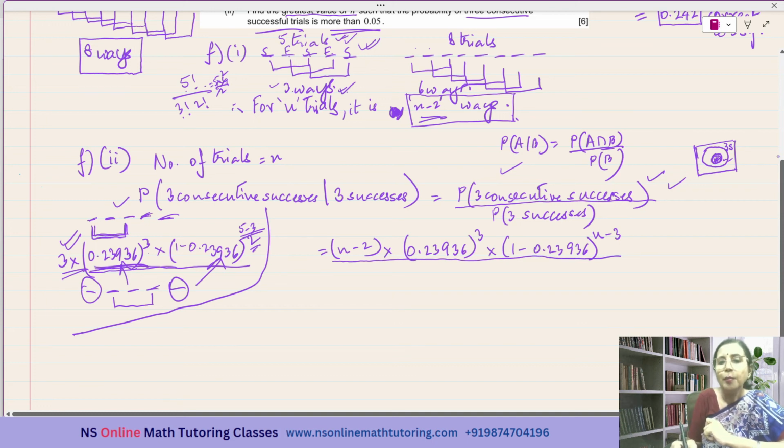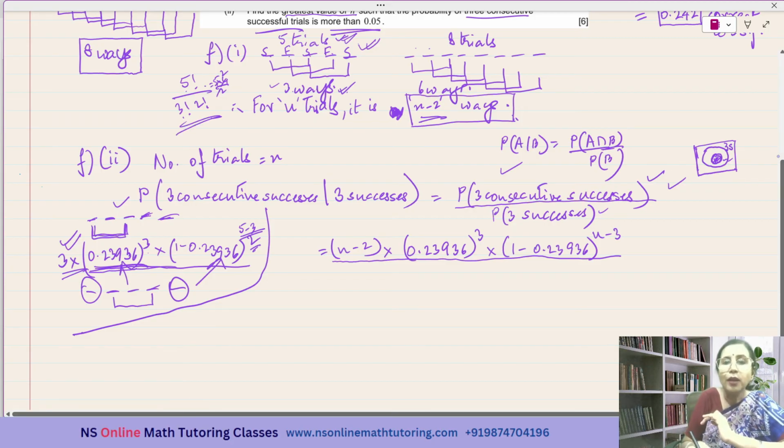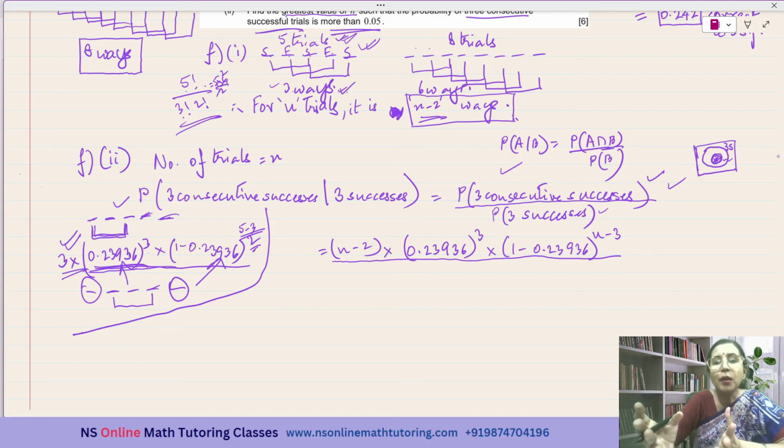Now coming to the probability of 3 successes. Just like for the 5 trials, how many ways can we have 3 successes out of 5 trials? It was 5 C3 ways. Okay. So how many ways can we have 3 successes in n number of trials? It will be n C3 out of the n trials that are available. There will be 3 successes. I'll be selecting 3 trials randomly out of the n trials that are given to us. So it will be n C3 ways.